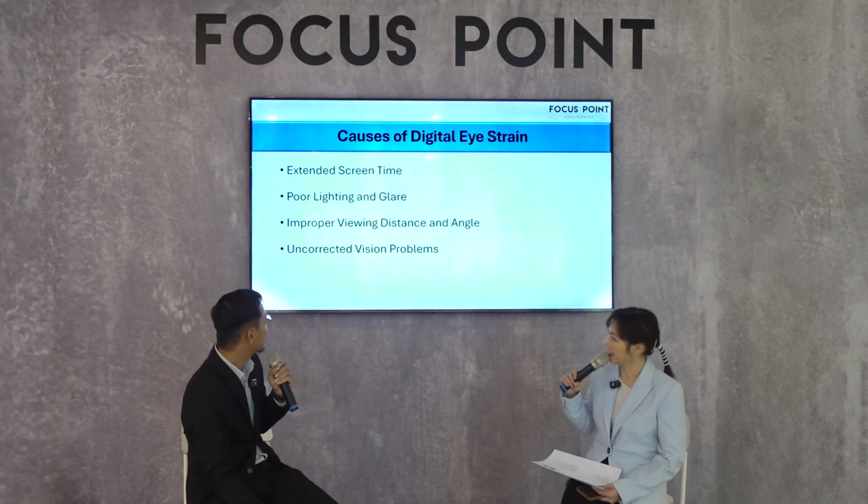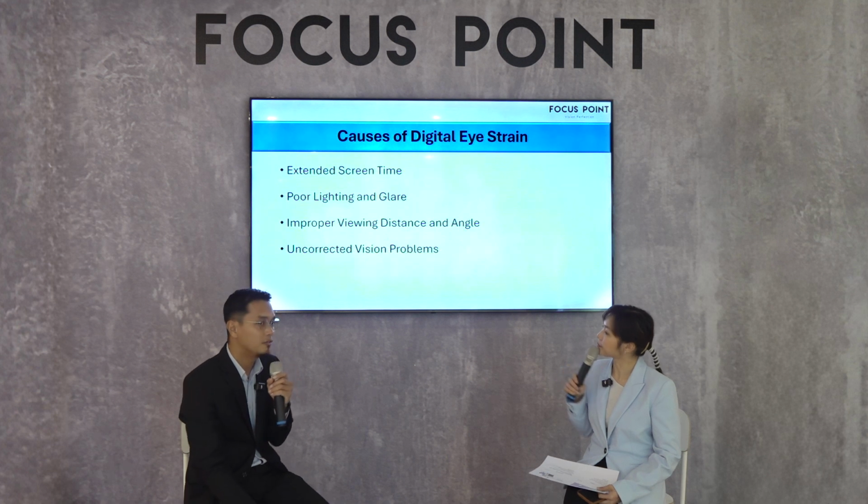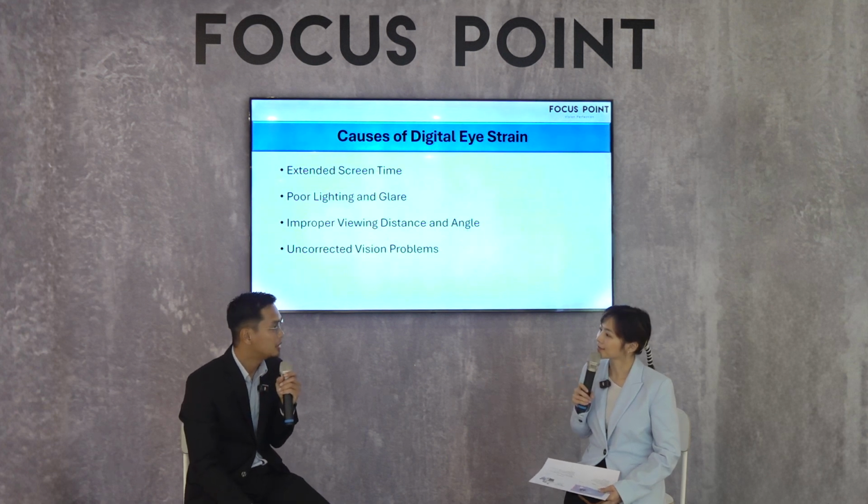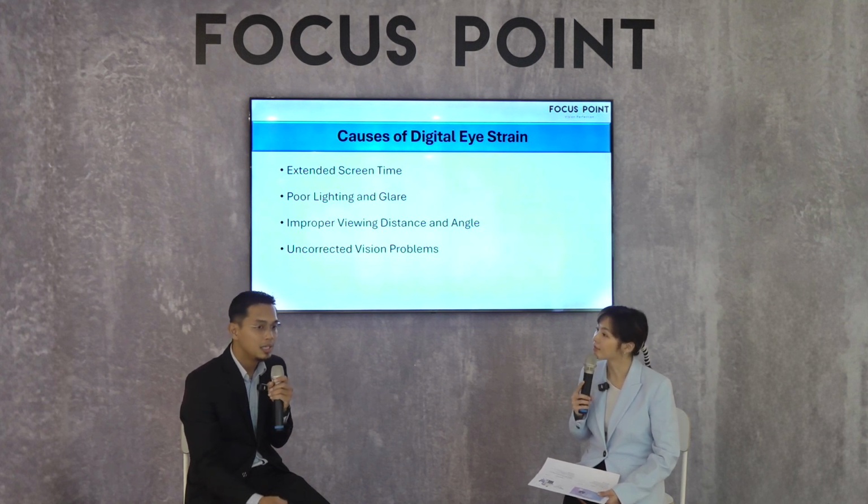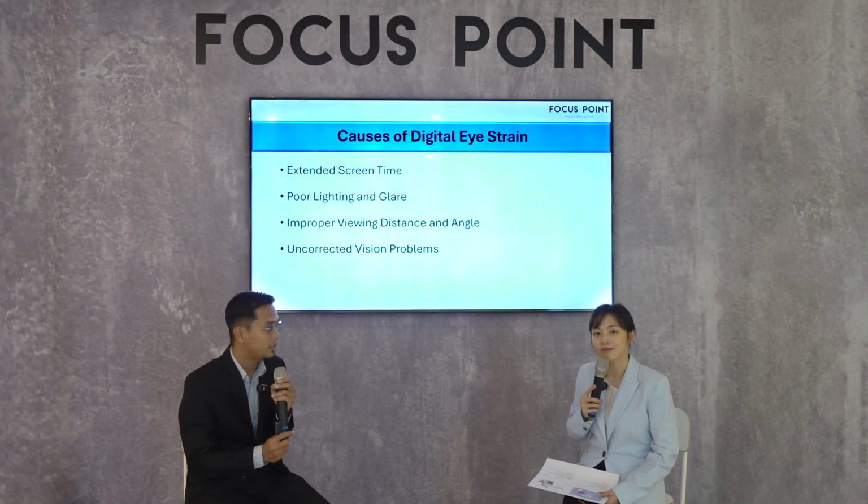And sometimes an uncorrected vision problem can also cause digital eye strain. Some people don't realize they are short-sighted or long-sighted, or have another binocular vision problem. Maybe they have a weak focusing ability, or maybe the eyes are not aligned properly. These problems can cause digital eye strain as well.